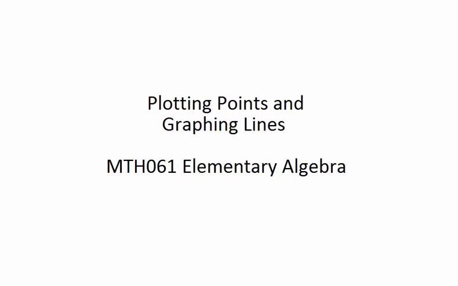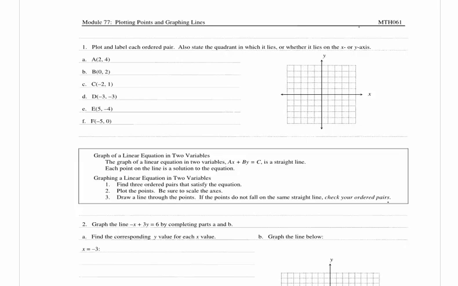In this video, we're going to be plotting points and graphing lines. In number 1, it says, plot and label each ordered pair. Also state the quadrant in which it lies or whether it lies on the X or Y axis.